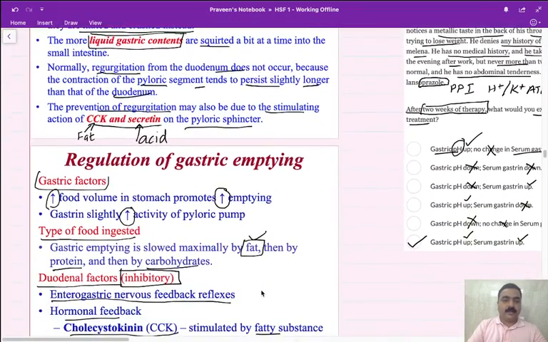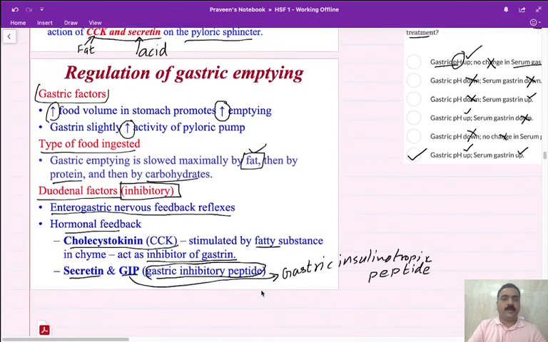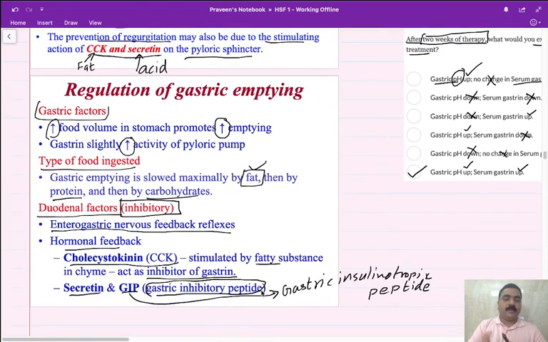In the next video we will see about the small intestine. We will start with the small intestine, the pancreas, liver, etc.